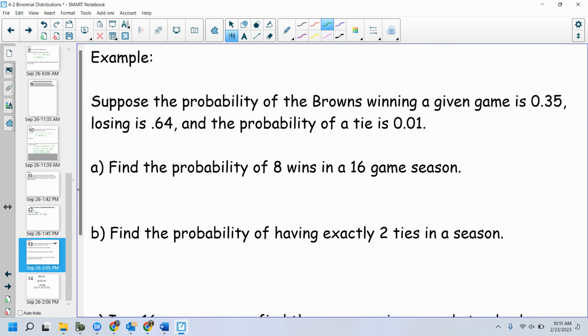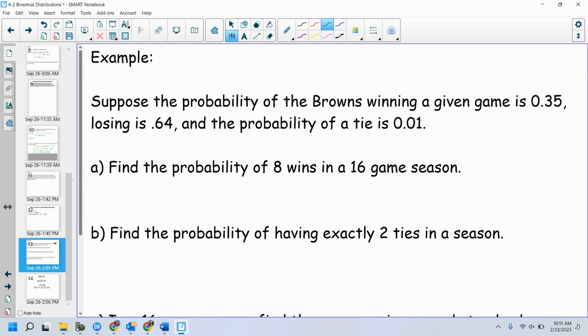Let me jump to mean, variance, and standard deviation. I got this problem here. It says, suppose the probability of the Browns winning a given game is 0.35. Way too high. That's way too high. Browns winning a game is 0.35. Losing a game is 0.64. And the probability of a tie is 0.01. Find the probability of exactly 8 wins in a 16-game season.